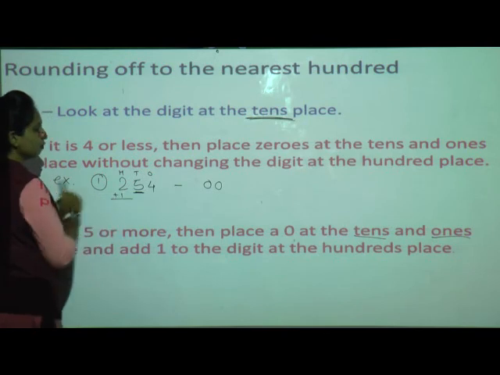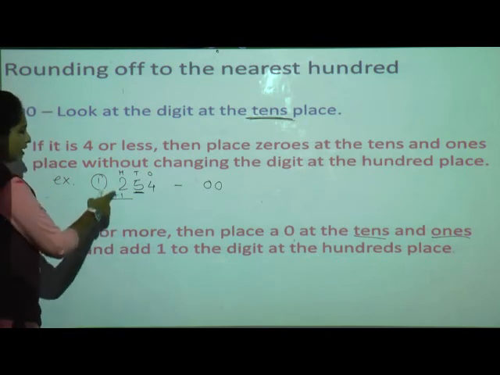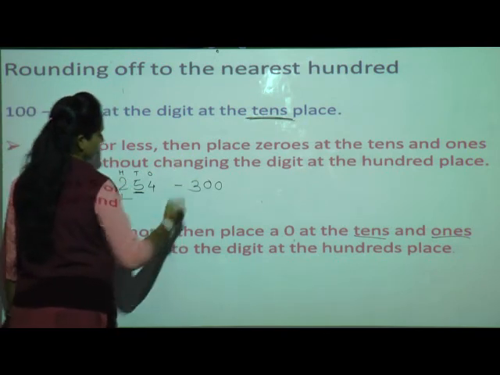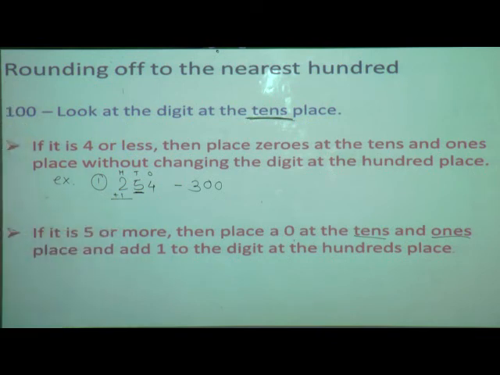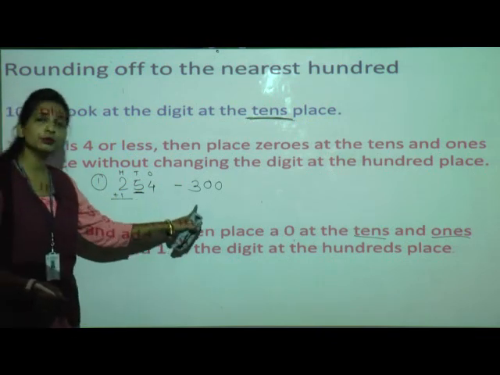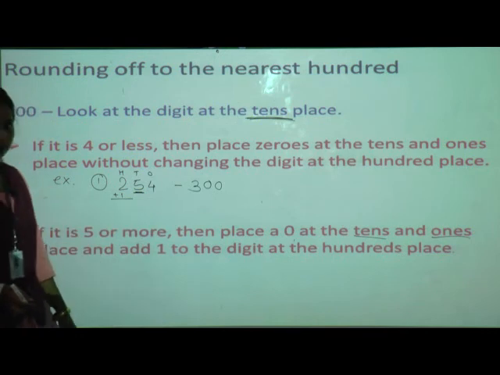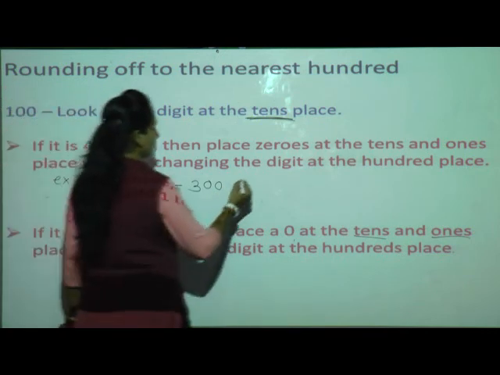What do we have to do? We have to add 1. 2 plus 1 is 3. So 254 we have to round up to 300. Got it? Let me explain one more example.